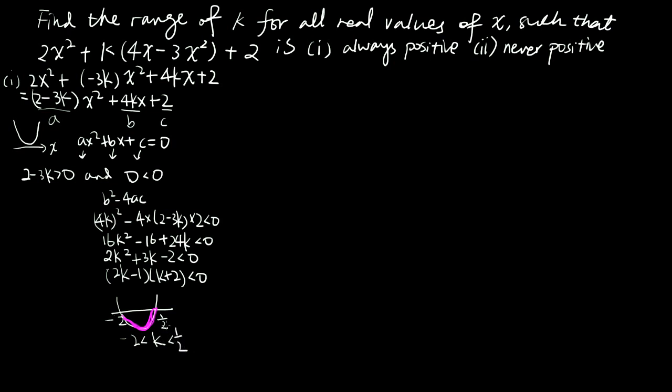Is that the final answer? Not really. We still need to look at the other condition. Solve 2 minus 3k greater than 0. I move the 2 to the other side and it becomes negative 2. Then I divide both sides by negative 3. What is the sign in between? The sign shall reverse because we are dividing by a negative number.